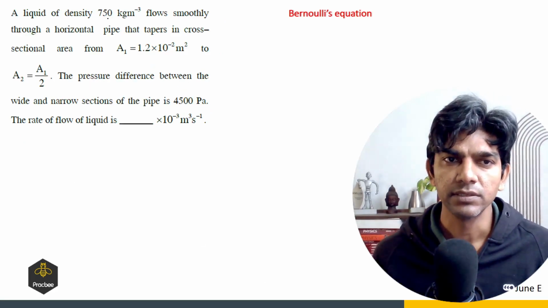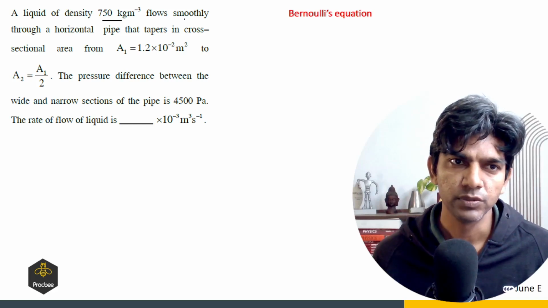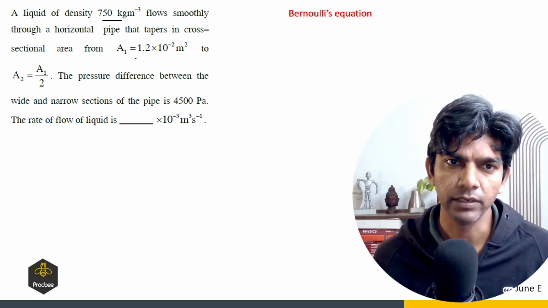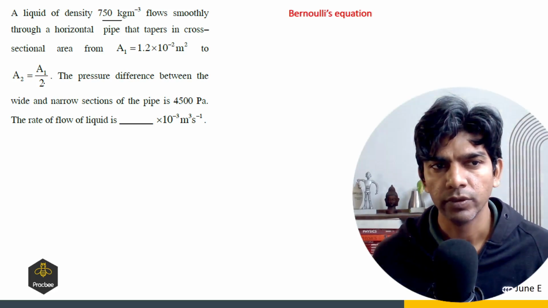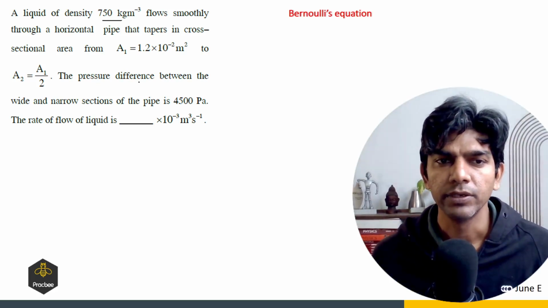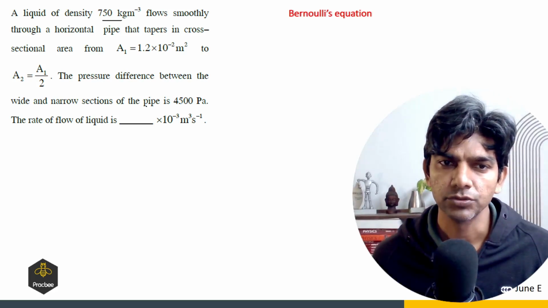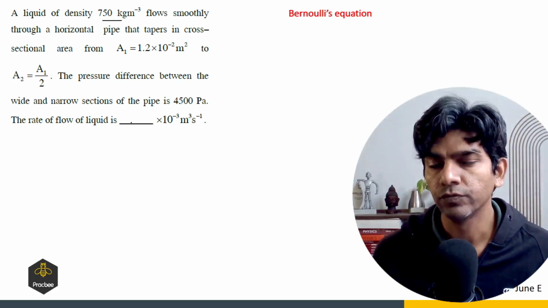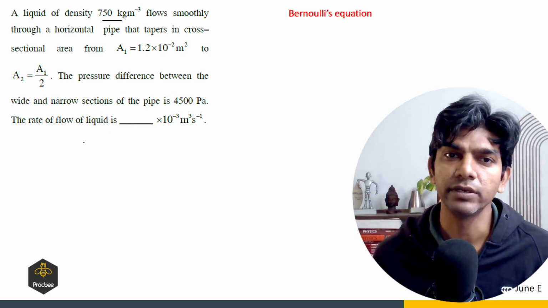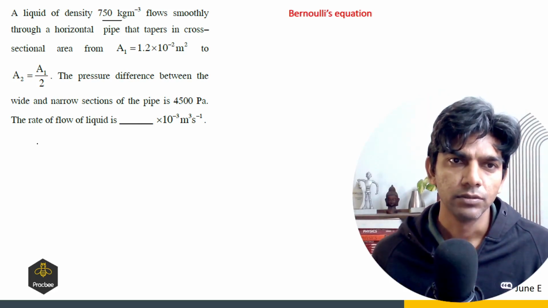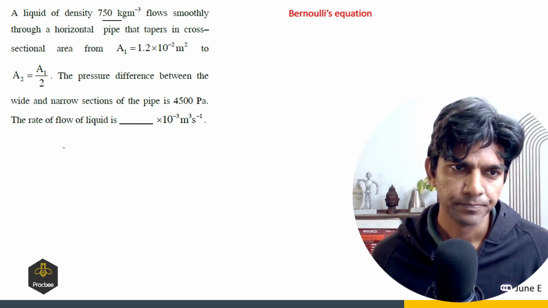A liquid of density 750 kilograms per meter cube flows smoothly through a horizontal pipe that tapers in cross-sectional area from A1 to A2, where A2 is half of A1. The pressure difference between the wider and the narrow section of the pipe is 4500 pascals. The rate of flow. So here we have to find the rate of flow, which is volume flow rate in meter cube per second, and we know that it is the product of area of cross section and the velocity. So let me first draw the diagram.